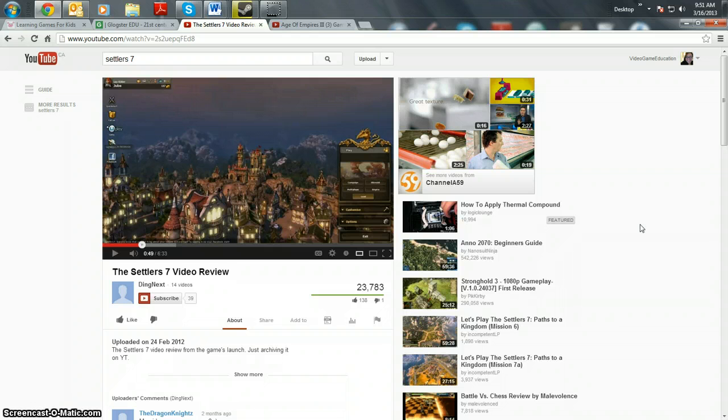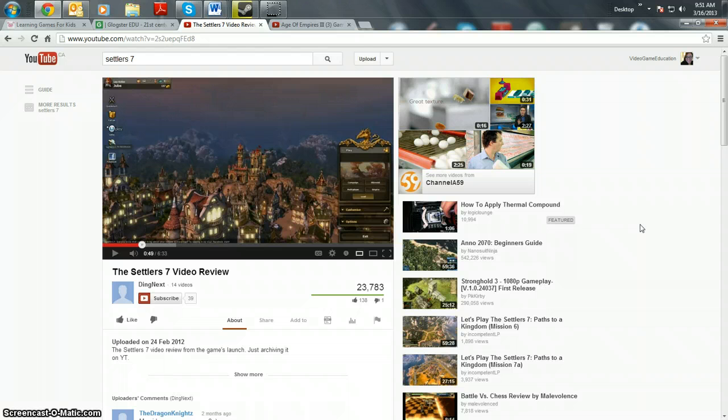Now, each game is different. I'm going to show you two games that I use. The reason why I'm showing you these two games is number one, they're inexpensive. And number two, they don't require too much of your computer. So they will run on most computers without really draining the energy out of it.